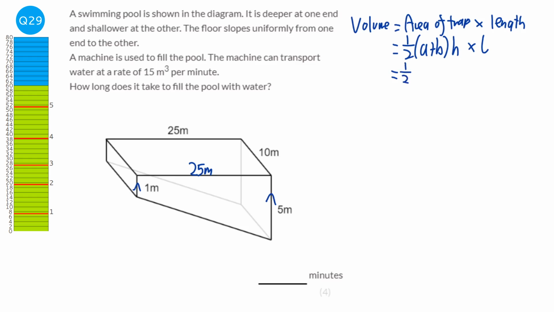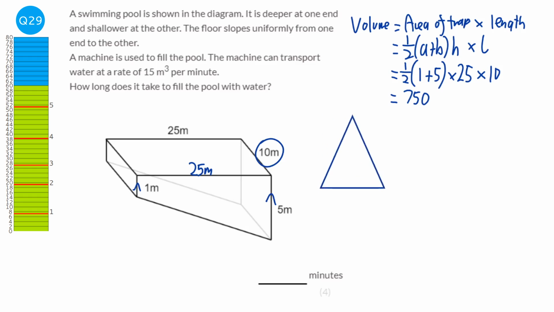So it's going to be half, and then we're going to add 1 and 5, times that by 25. The length is how 3D it is, so it would be that 10 there. So we're going to times that by 10, and that will give us 750. So it's 750 meters cubed. Now, there is a little formula we can make for the rate. So the rate of anything, for this, will be the volume gained over time.